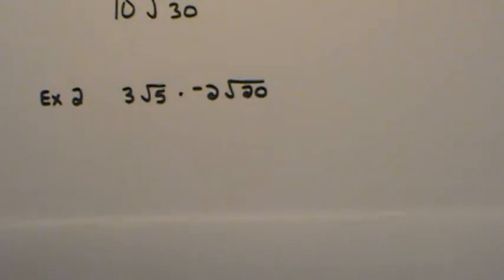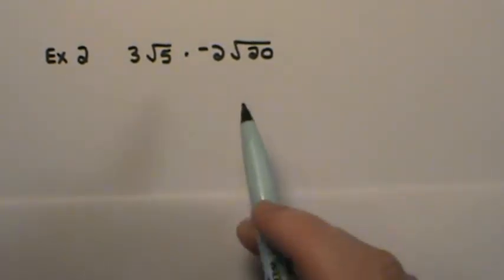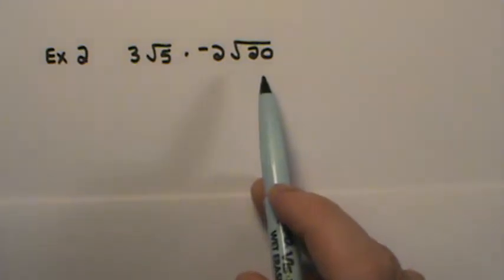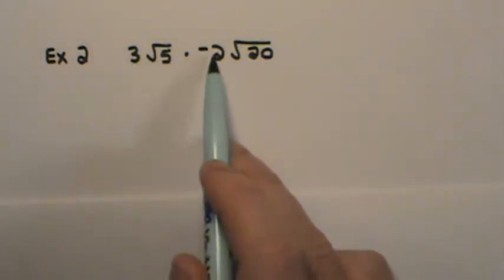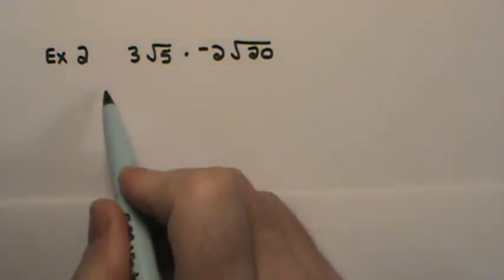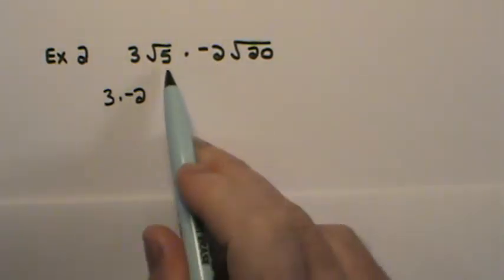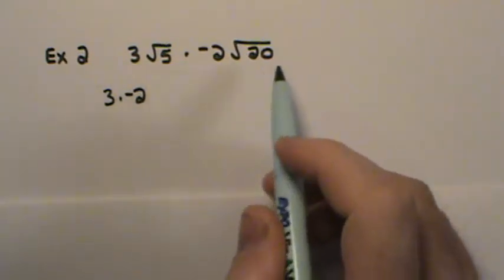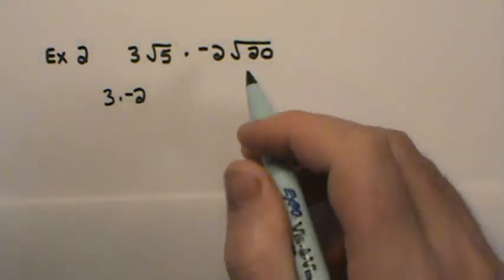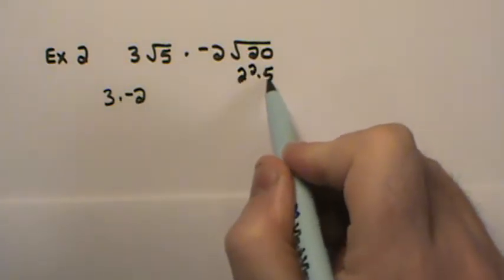So for example 2, I've got 3 rad 5 times negative 2 rad 20. I'll start the exact same way. I've got these 2 values that are on the outside. So I'll call this 3 times negative 2. If you want to go ahead and call it negative 6, that's fine. And then with my radical numbers, I'm just looking at how I can break these down. I know that 20 breaks down as 4 times 5, or 2 squared times 5.